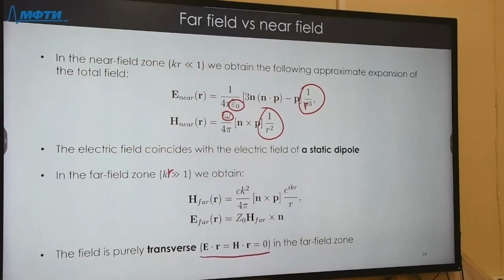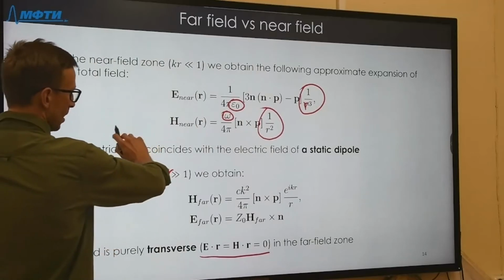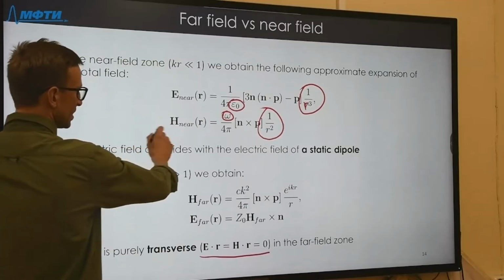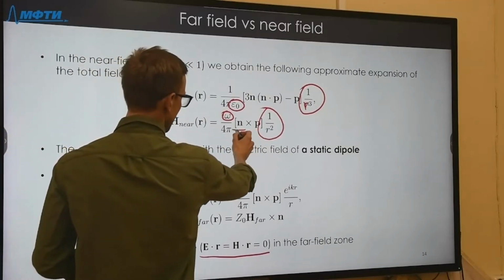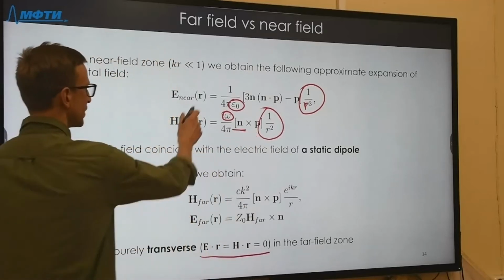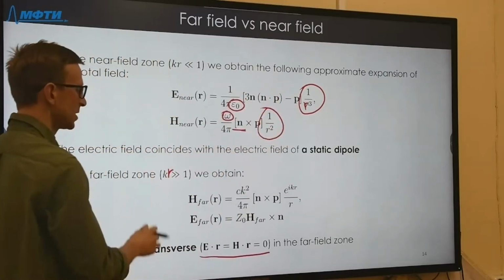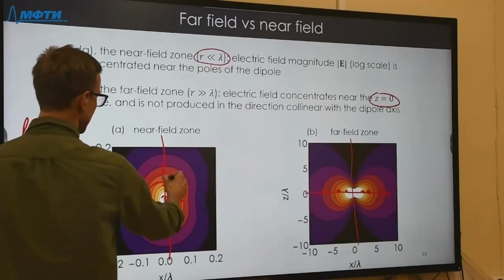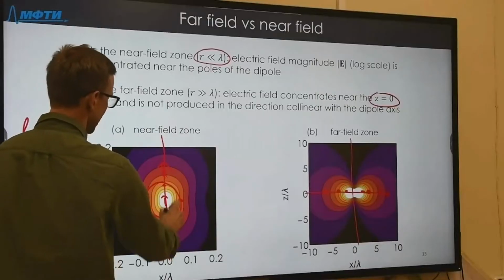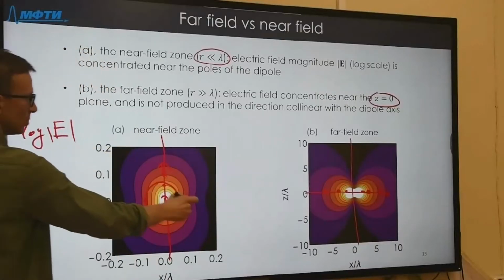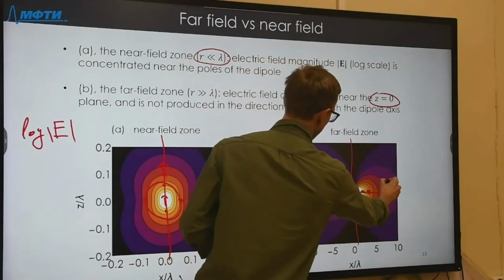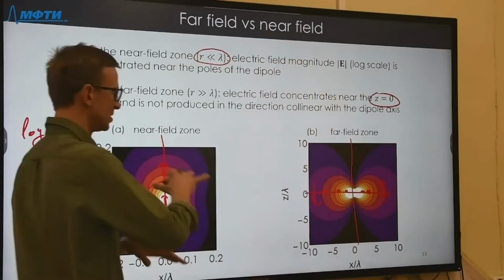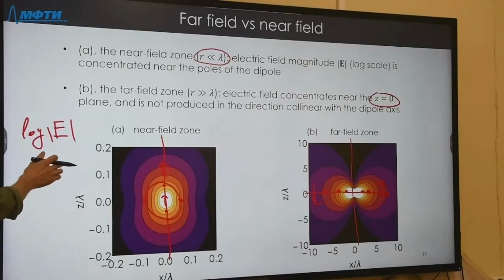Okay, this is not true generally in the near field zone. The magnetic field is perpendicular to the radius vector, but the electric field is not. For example, the electric field at the poles of the dipole is collinear with the dipole axis. But in the far field zone, the electric field and magnetic field are strictly perpendicular to the observation direction.